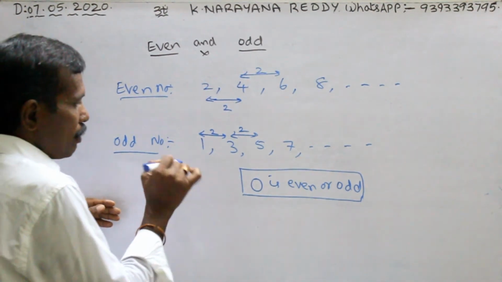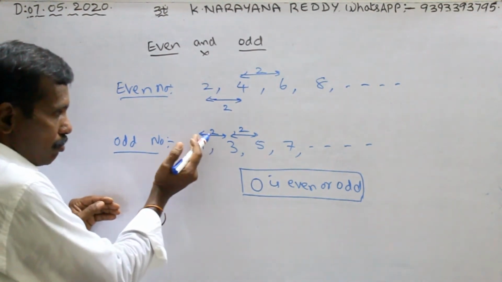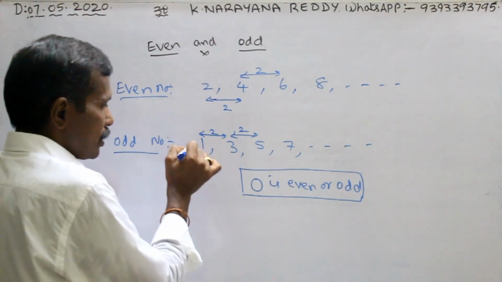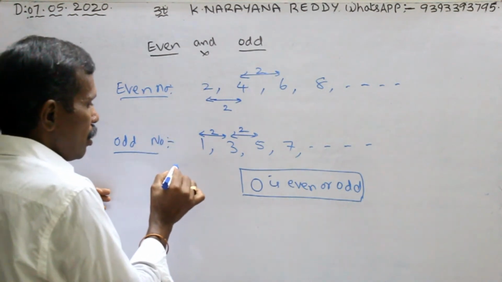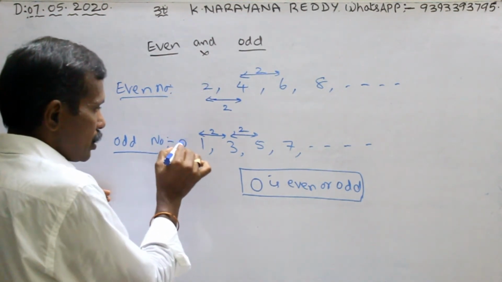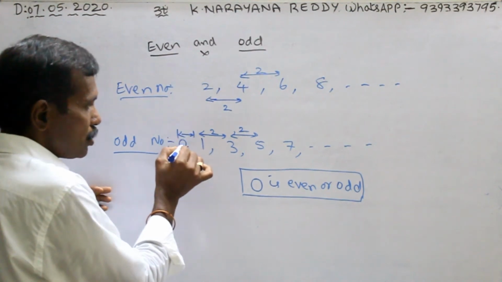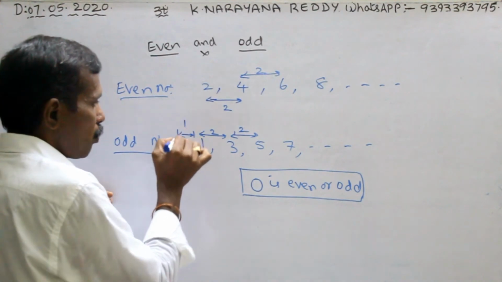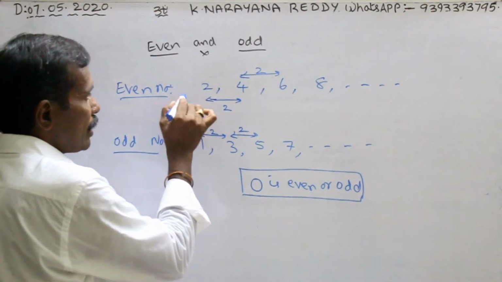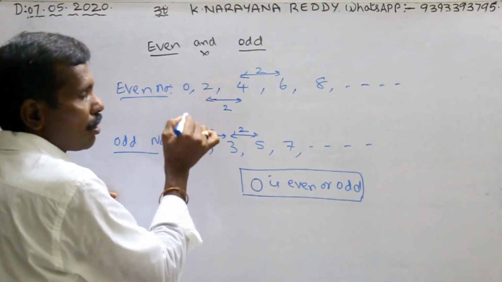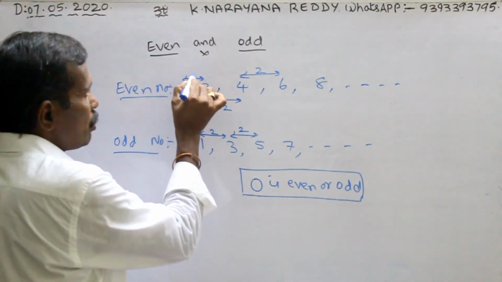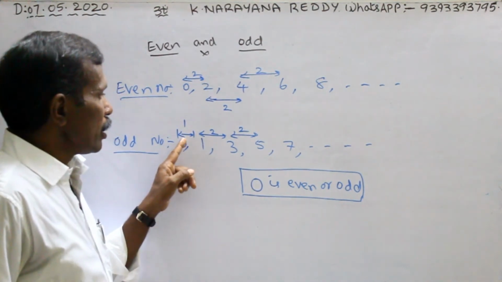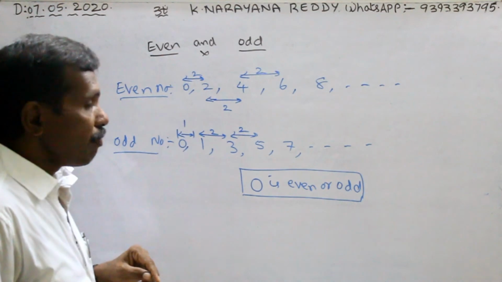So suppose I take the consecutive number before this. What is the digit before 1? That means 0. Suppose I say 0. But what is the difference now? 1 minus 0 is nothing but 1. In the same manner, I take 2 minus 0, treating 0 as even. What is the difference between these two? 2 minus 0 is 2. So here the difference is 1, here the difference is 2.